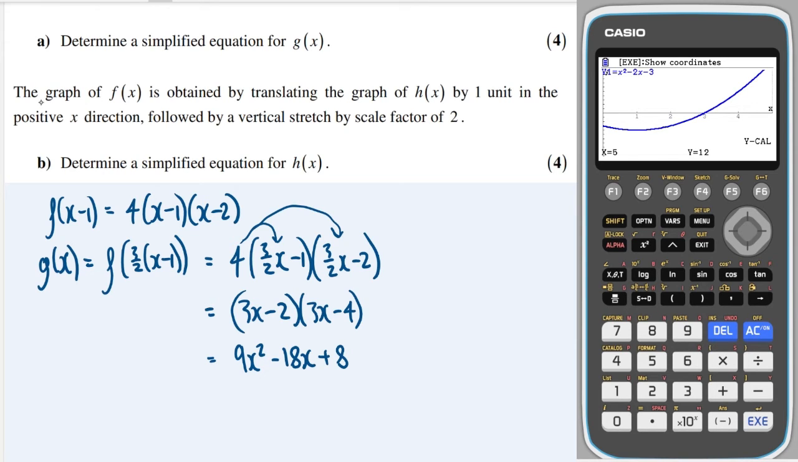Okay, next question. It says the graph of f of x is obtained by translating the graph of h of x by 1 unit in the positive x direction, followed by a vertical stretch by scale factor of 2. Determine the simplified equation for h. Okay, so let's start with f of x and then work backwards. So first off, h of x was shifted, and then finally it was vertically stretched. So let's work backwards, and let's start by vertically stretching it by a scale factor of 1/2.